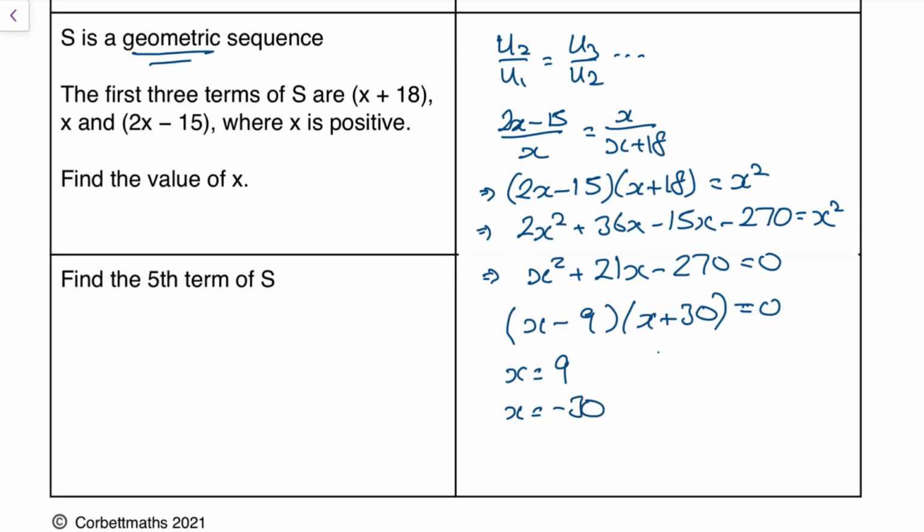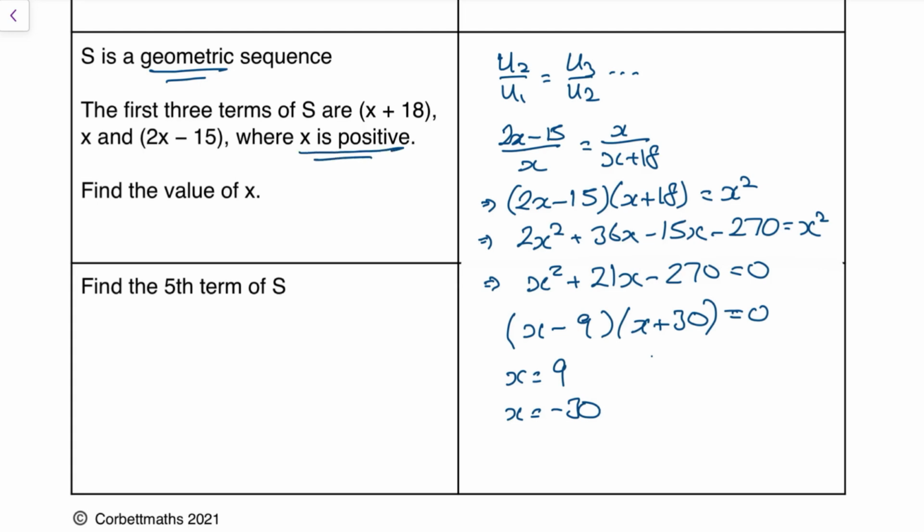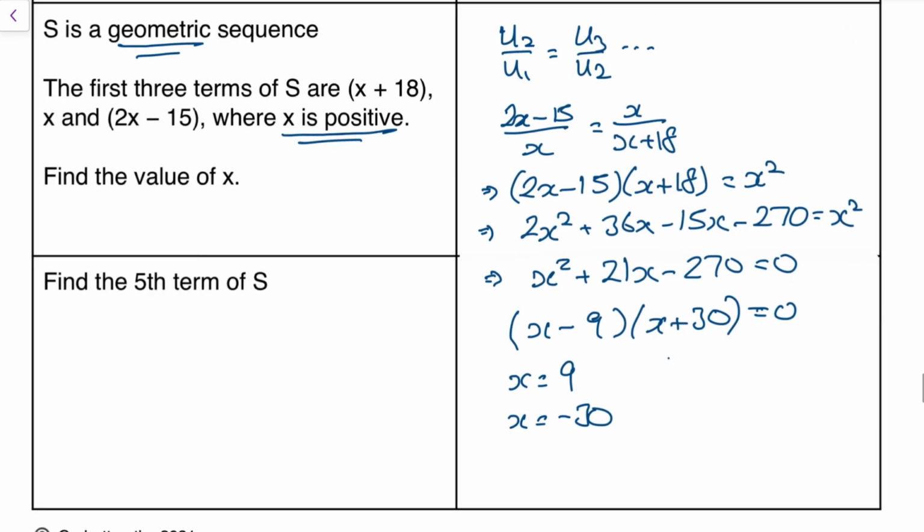Next question, which one is it? Well, if I go back to the question, hopefully it will tell me. So the first 3 terms of S are, well, there we go, where x is positive. So it tells me in the question that x is positive, which means I know this one isn't true and this one is, and therefore the answer to the question, find the value of x, x is equal to 9. Good, quite difficult question.